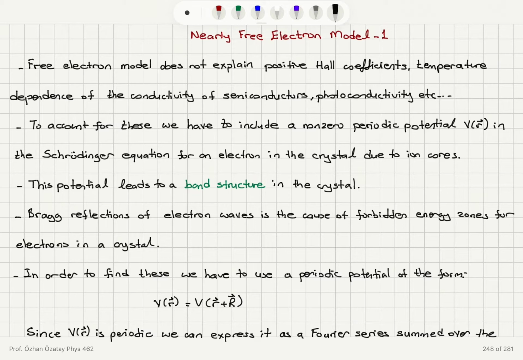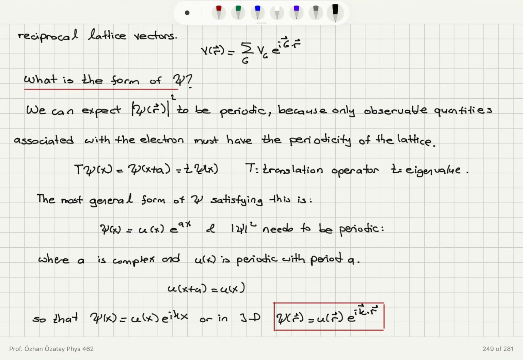In order to find the solution, we have to use this periodic potential, which is periodic in the direct lattice translation vector capital R. So V of R is equal to V of R plus capital R. So it's periodic, therefore we can express it just like the electron concentration that we did in X-ray diffraction. We can express it as a Fourier series summed over the reciprocal lattice vectors. So V of R is the sum over G of V_G e to the iG dot R.